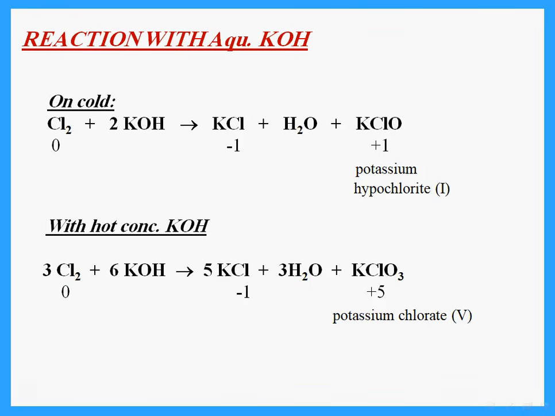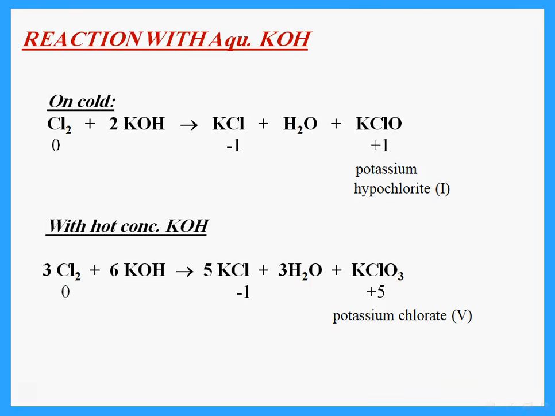And remember, when we were doing equations, we said this is an example of a disproportionation reaction in which chlorine goes from 0 to -1 oxidation number, and that means it is reduced. It also goes in the same equation from 0 to +1 oxidation number, and that means it is oxidized. And we said if the same element is oxidized and reduced in the same reaction, this is called a disproportionation reaction. Now, with the hot concentrated potassium hydroxide, it will give KCl and KClO3.